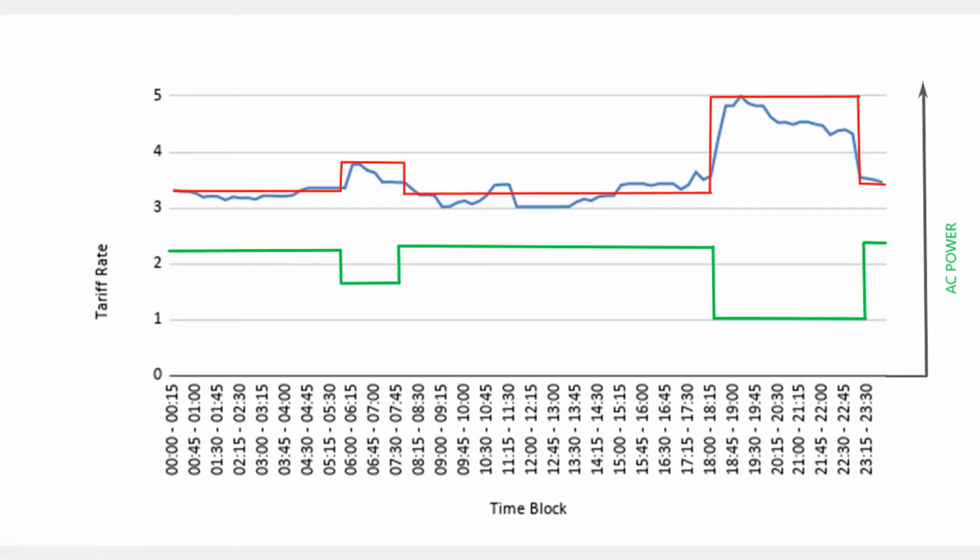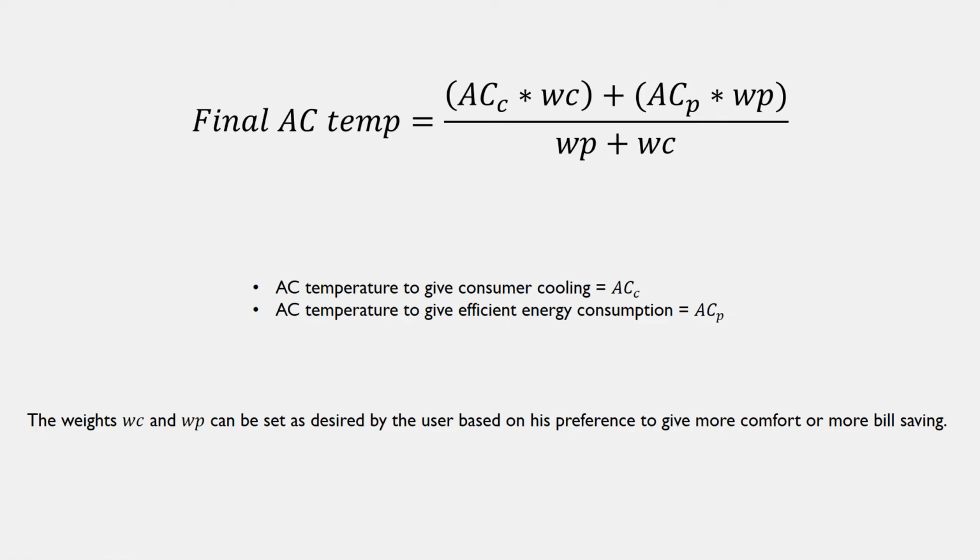In the second part, since we have taken time of use rates, we have to ensure lower AC energy consumption in the peak hours. To achieve this, AC temperature should be mapped with time of use rates such that that temperature would give you lesser power consumption. Now, we have two temperatures, one that gives you cooling, one that gives you energy saving. By taking a weighted average of both, we can find a final temperature which gives you cooling along with bill savings.